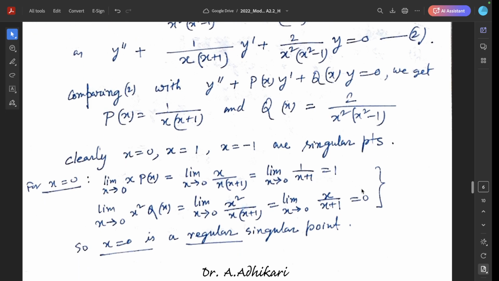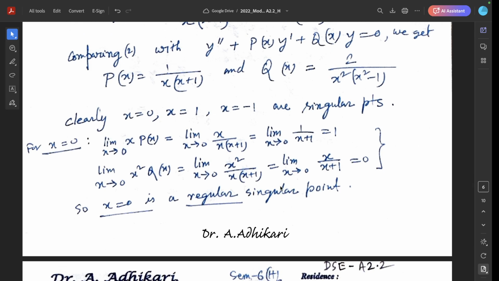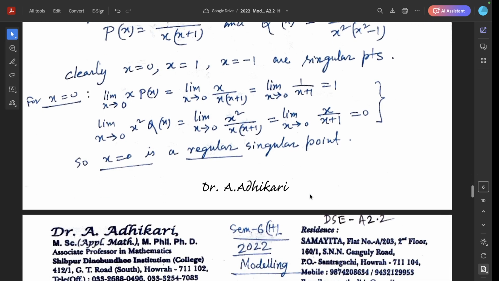Check for x equal to 0: limit x tends to 0 of x p(x) equals 1, and limit x tends to 0 of x square q(x) equals 0. So both limits exist finitely. So x equal to 0 is a regular singular point.